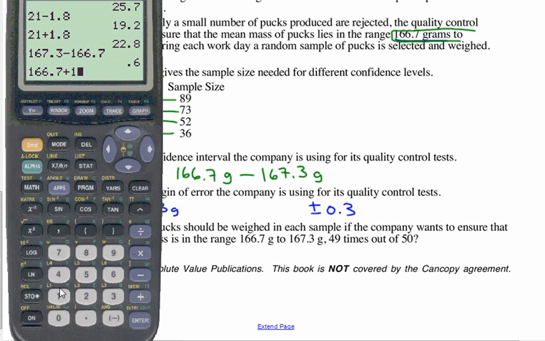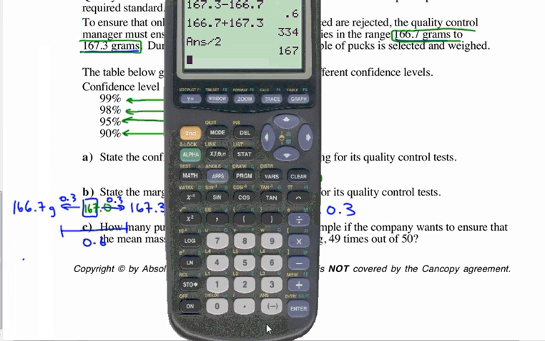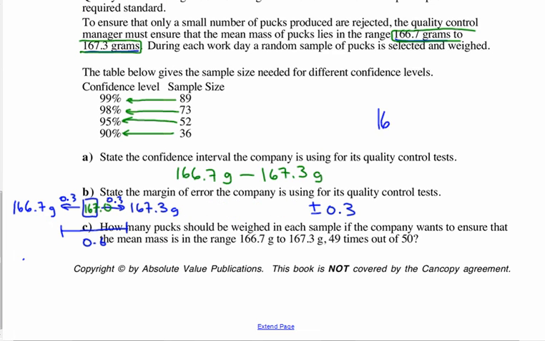166.7 plus 167.3, and then divide by 2. So that's your middle number: 167. And then you just need to figure out that distance in between. It really helps, if you know your range and you're looking for that middle number, to set up that situation, right?